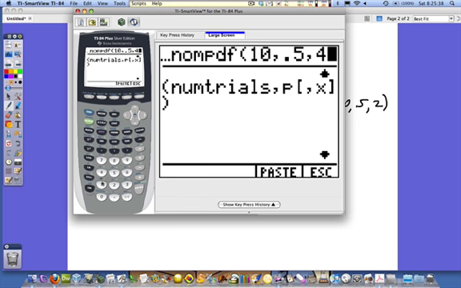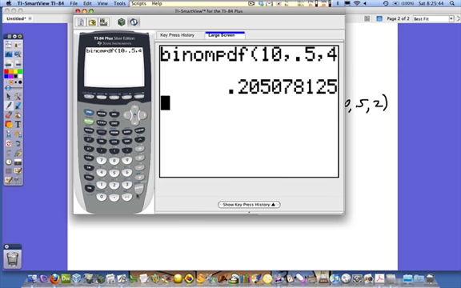Out of 10, 4 successes. So that's how the numbers go. Click enter a couple of times and there's the probability. This is the probability of getting 4 successes when you have 10 trials and a probability of success of 1/2.